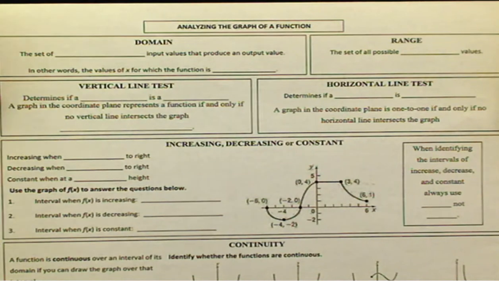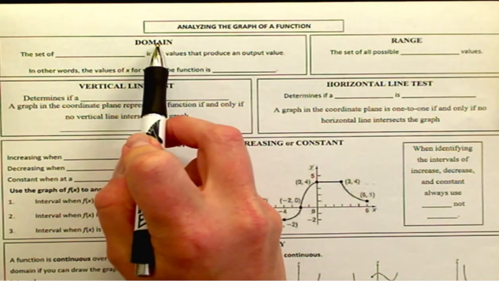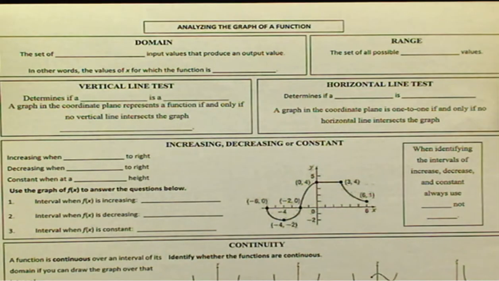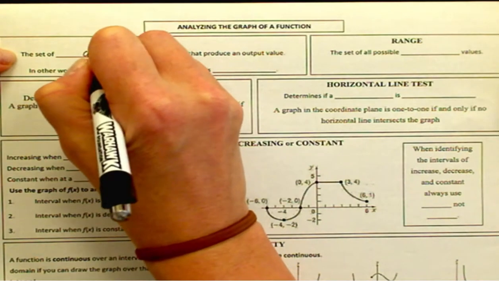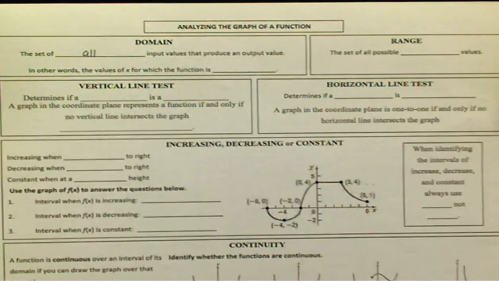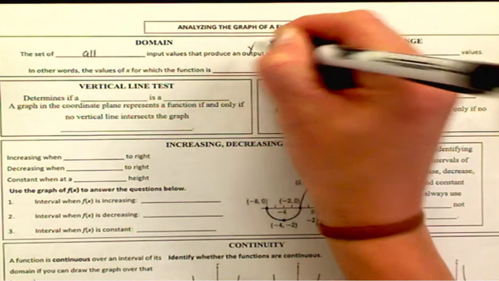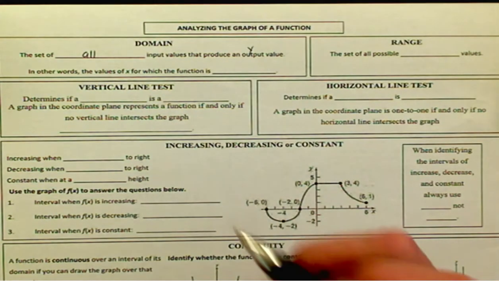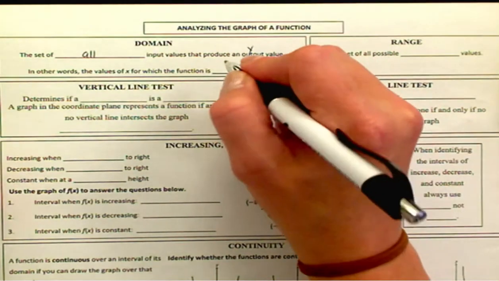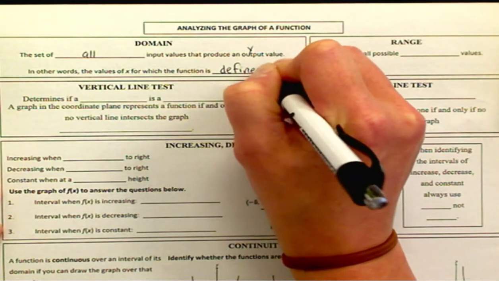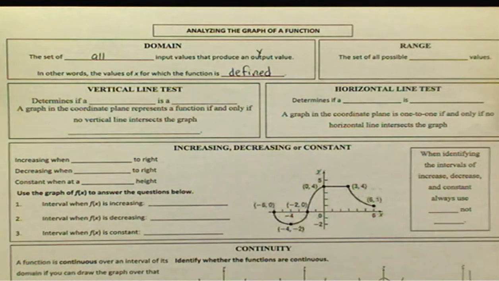Right, so you have your notes. We're going to go over a definition for domain, range, vertical line, and horizontal line tests, which we've already said a little bit about. Domain: the set of all input values that produce an output. Output is also the y value. In other words, the values of x for which the function is defined. We said included yesterday. Which values of x are included?